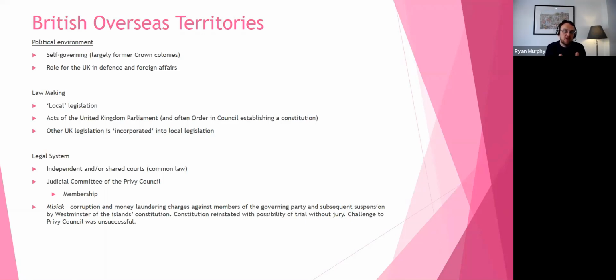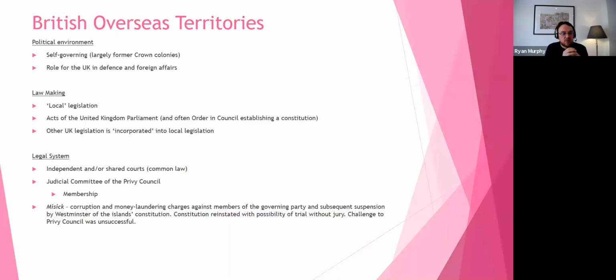So you have the UK Parliament interfering, or taking part, or protecting, or however you want to frame it will depend on your view of this sort of constitutional arrangement. But you have a suspension of the island's constitution. Eventually, that constitution is reinstated, but there are changes made to the constitution. One of the changes is that there is now the possibility in certain cases, including this sort of corruption and money laundering by part of the political class, that trials will take place without a jury.